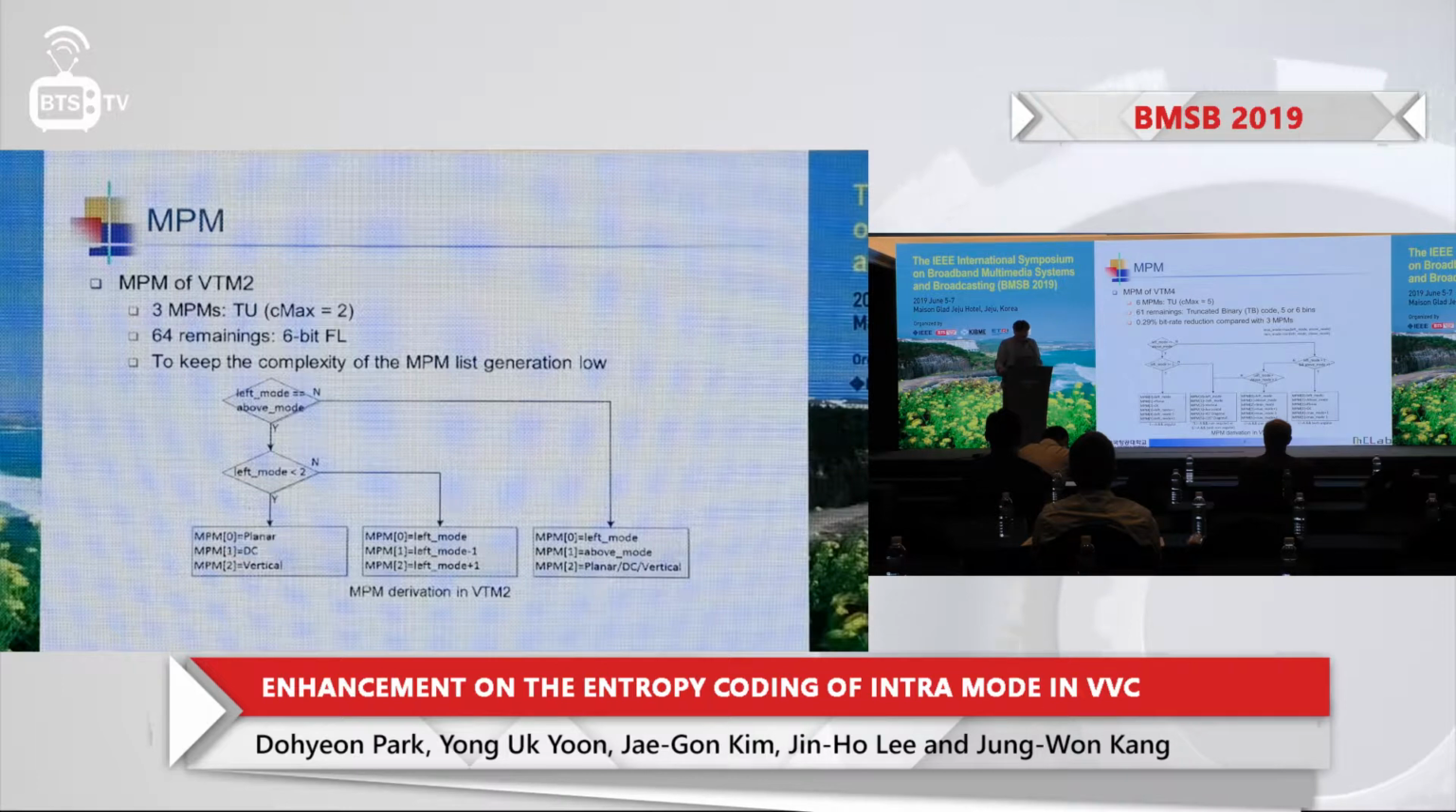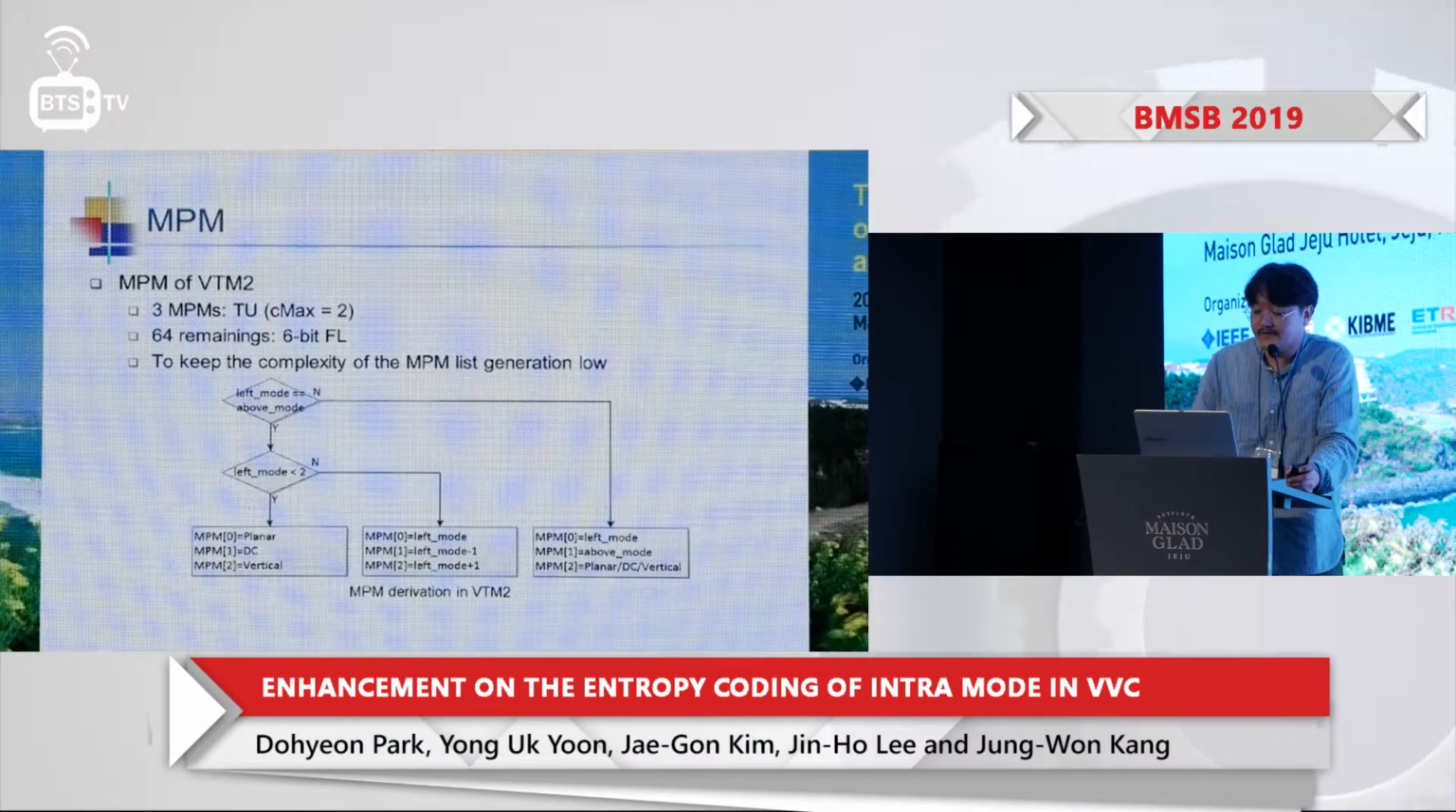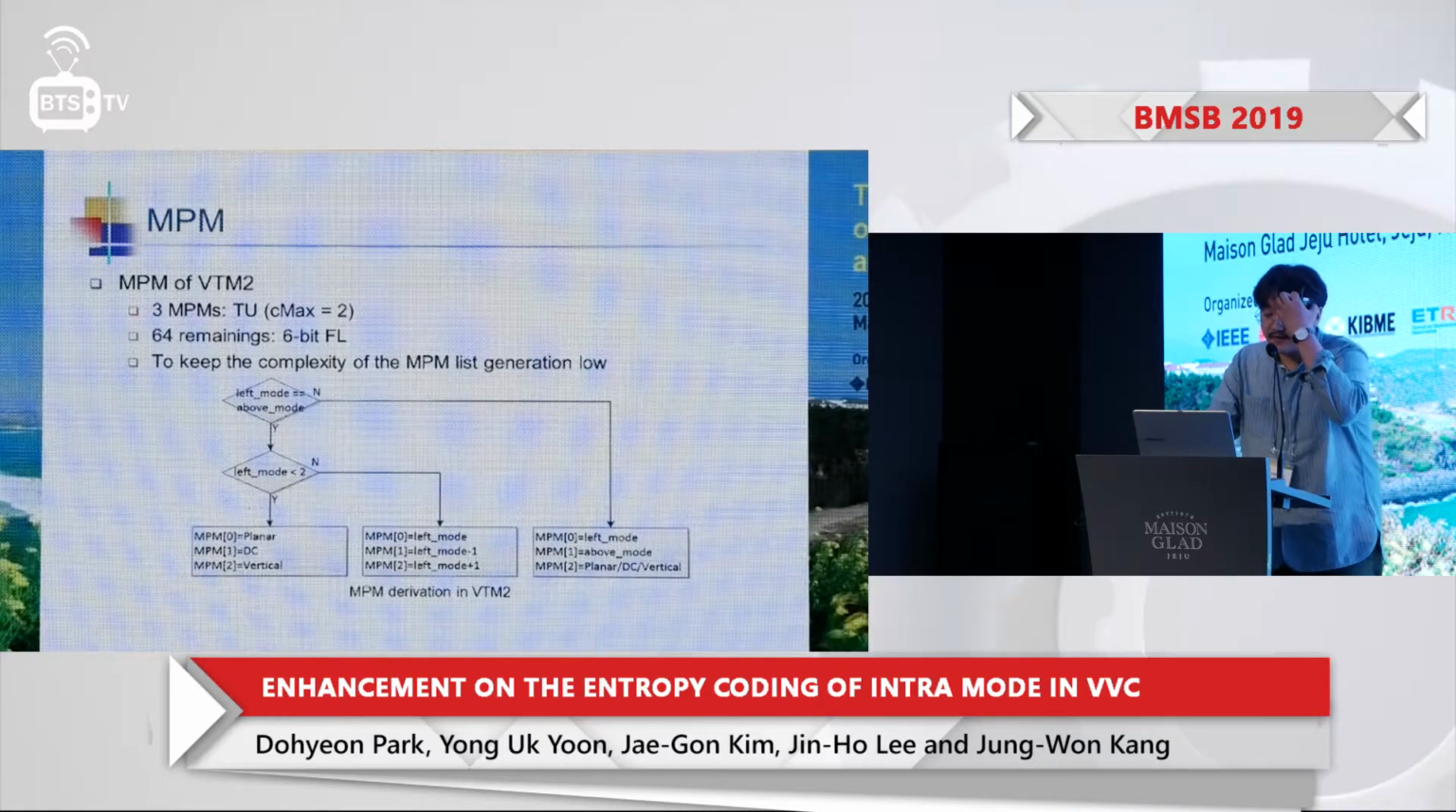In VTM4, the number of MPM is 6. MPM indexes are binarized with truncated unary, and 61 remainings are binarized with truncated binary code, which are assigned 5 or 6 code words. This figure looks more complicated than 3 MPM.